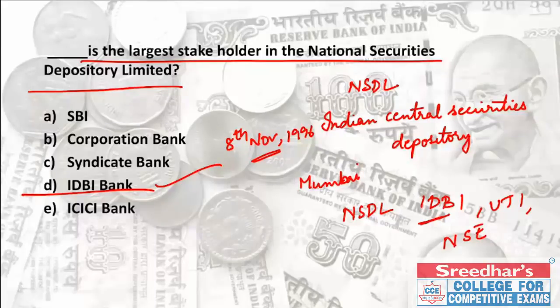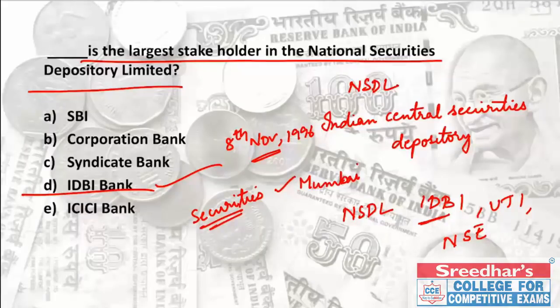In this depository system, securities are held in depository accounts, which are very much similar to holding funds in bank accounts. So the transfer of ownership of these securities is done through simple account transfers like we do with money. So that is National Securities Depository Limited.